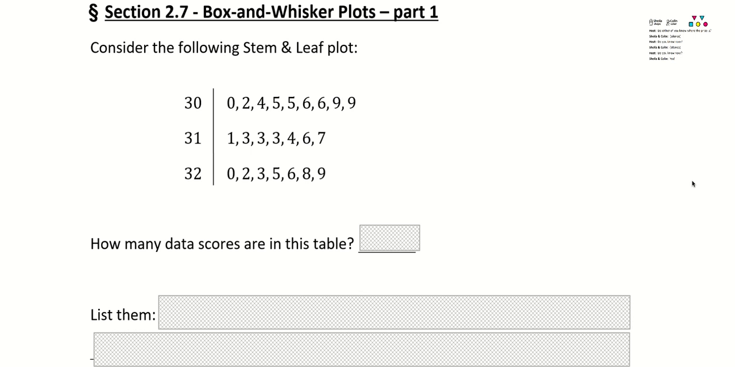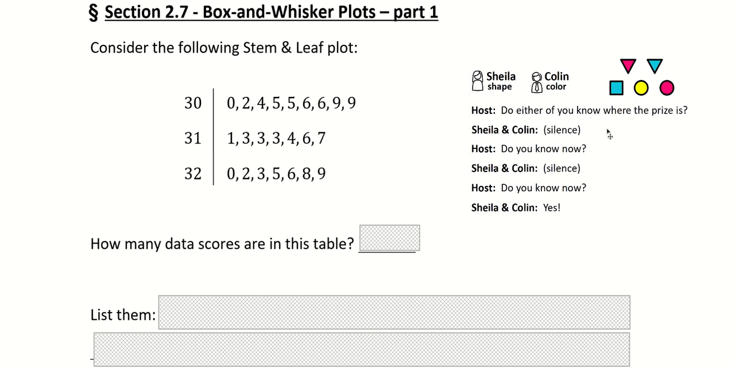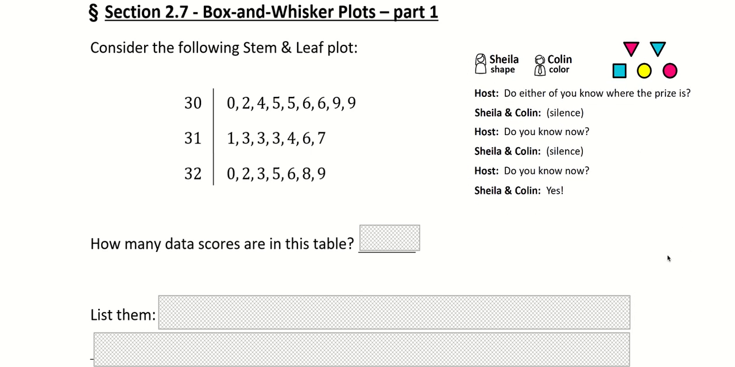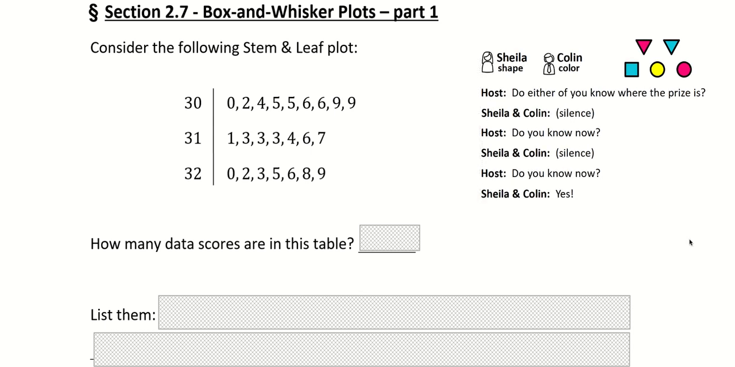Hey, this is section 2.7, which is called Box-and-Whisker plots. By the way, really quick, it's possible that in class we will just start off with a random fun puzzle, kind of a riddle thing. Maybe take a quick peek at it if you want. You can pause the video.